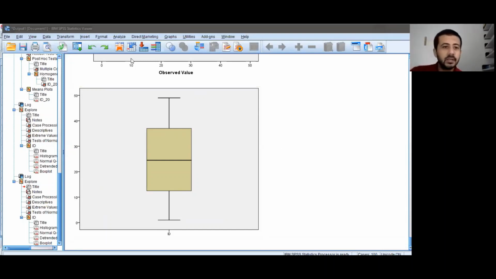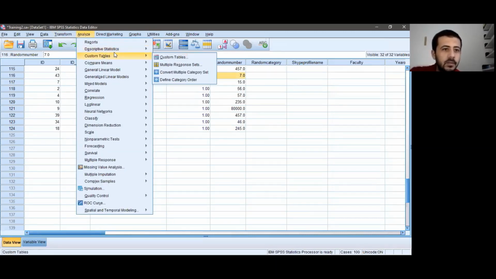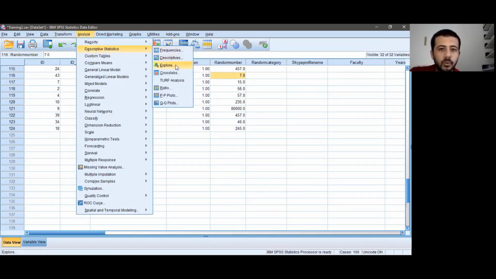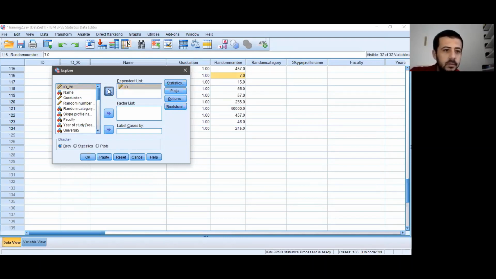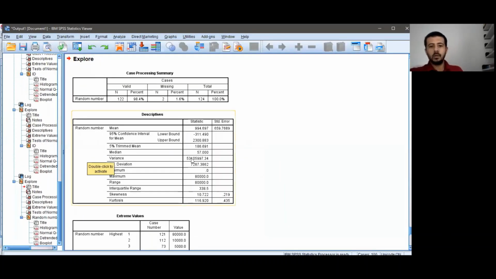Okay, we will try it on a different column. Let's take the random number. Analyze, descriptive, explore. We will just take the ID and remember that you can take several columns and test them simultaneously. Random number. Okay, let's see here.